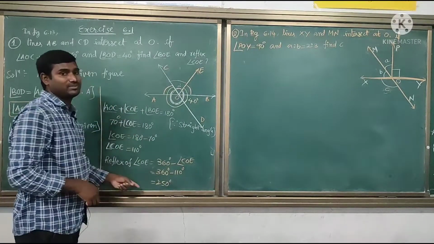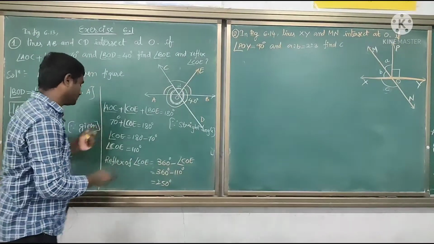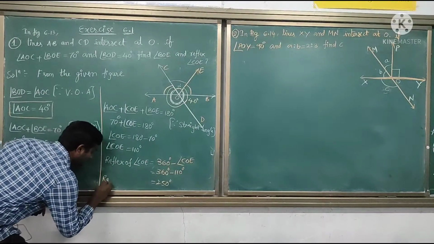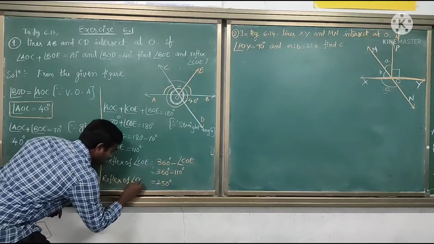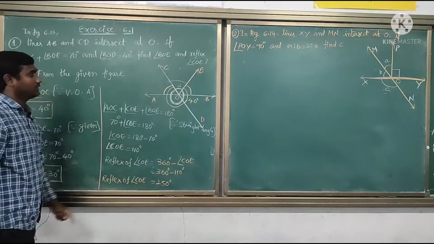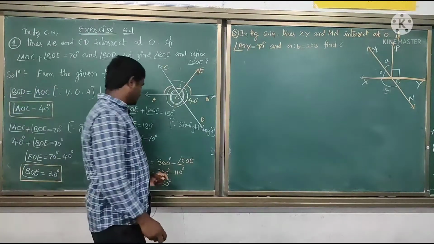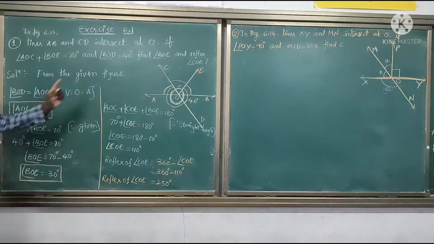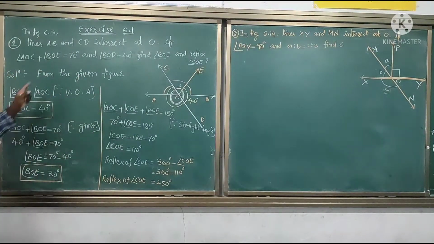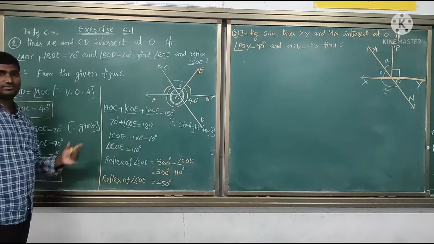Is 250 the reflex angle or not? Yes. So this is the reflex of angle COE. Okay, so we obtain it. So the reflex of angle C is how much? 250 degrees. And we need to find angle BOE, which is how much? 30 degrees. Yes. So these two are finished.